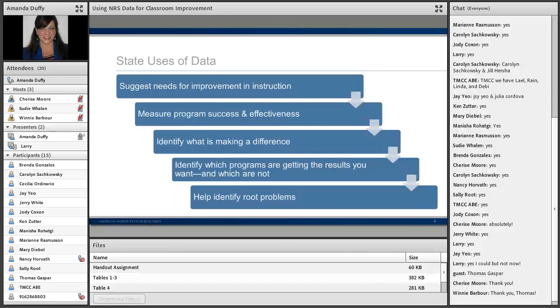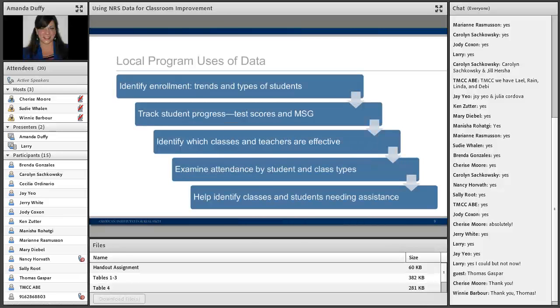And then finally, one of my favorite things to do with data and also in the classroom as a teacher is to help identify root problems, such as poor retention, low educational gains, or low transition. So we go from the national to the state and now to the local.